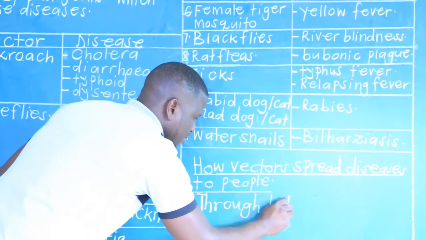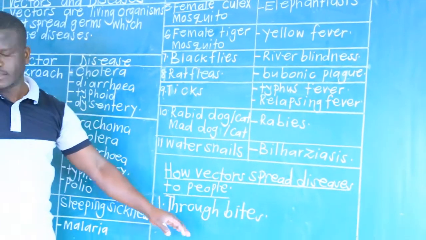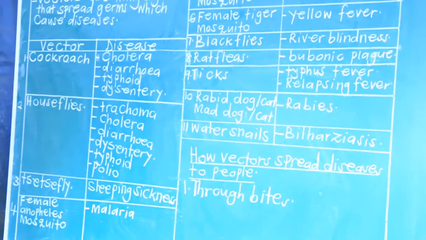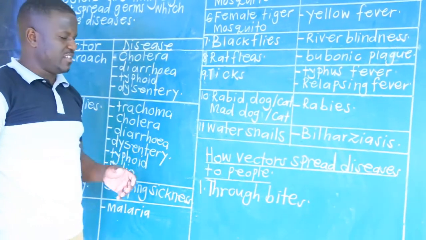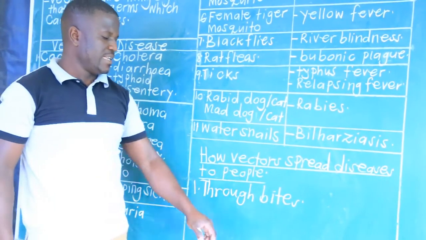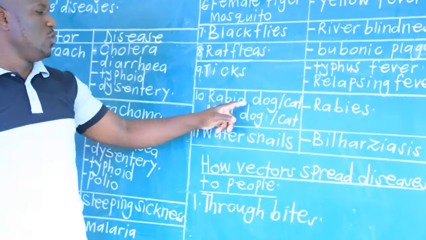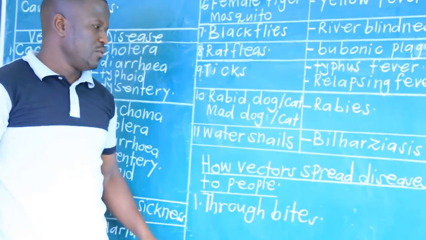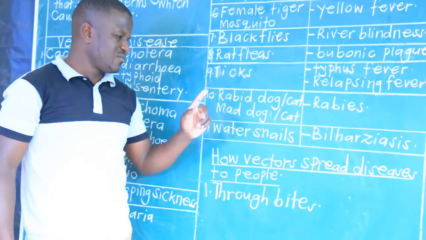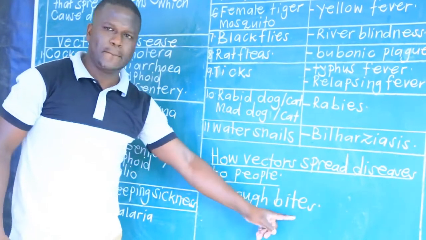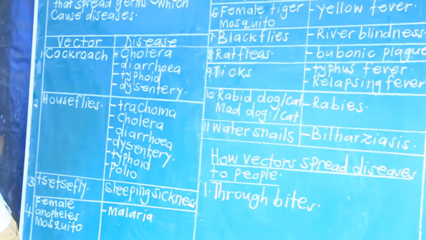Through bites. So when vectors bite you, you get diseases. For example, if you are bitten by a female Anopheles mosquito, you'll get a disease called malaria. If you are bitten by a rabid dog or a rabid cat, you'll get a disease called rabies. So some vectors spread diseases through bites.